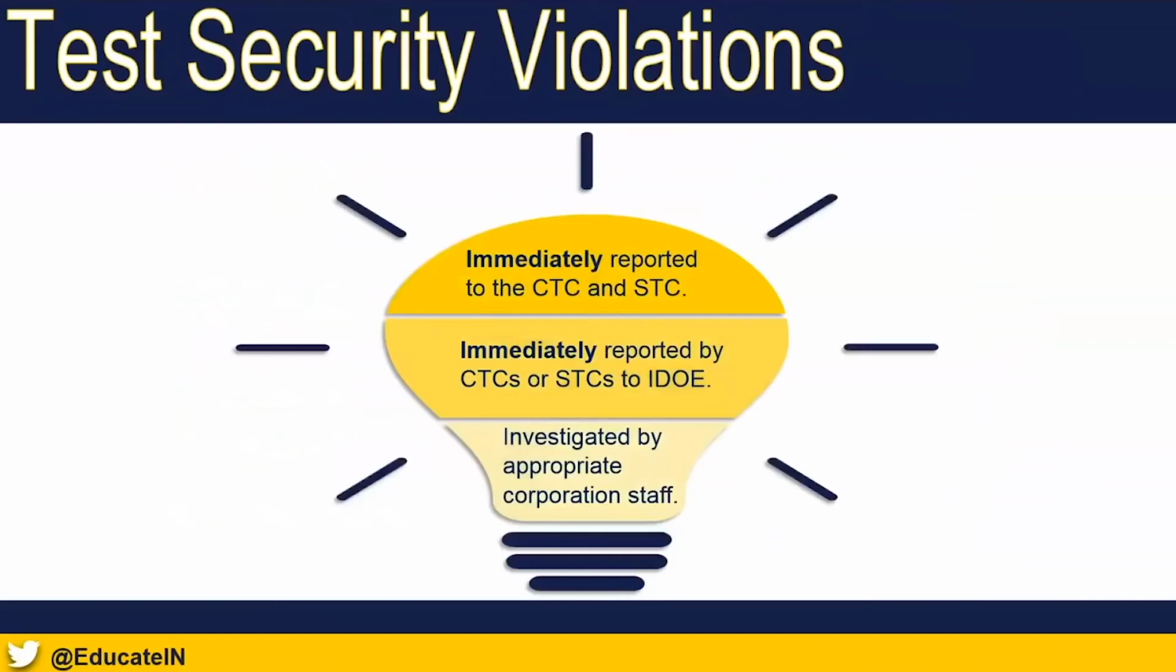All concerns regarding test security violations must be immediately reported to the CTC and STC, and immediately reported by CTCs or STCs to IDOE. Waiting until after the assessment window is closed to report test security concerns is not appropriate. Failing to report a test security concern immediately to the CTC, STC, or IDOE is in and of itself a test security violation. Finally, test security violations must be investigated by appropriate corporation staff.